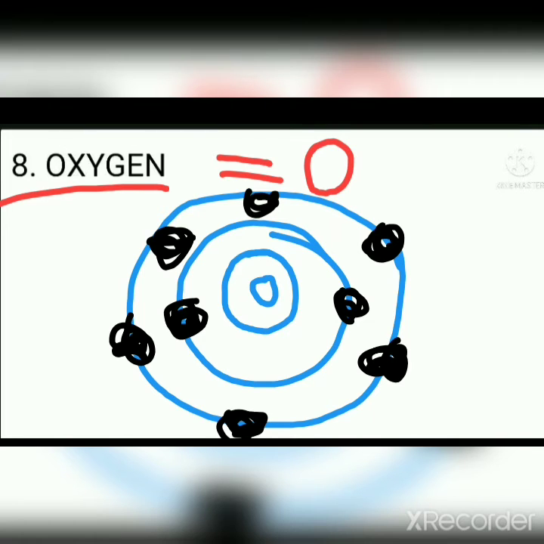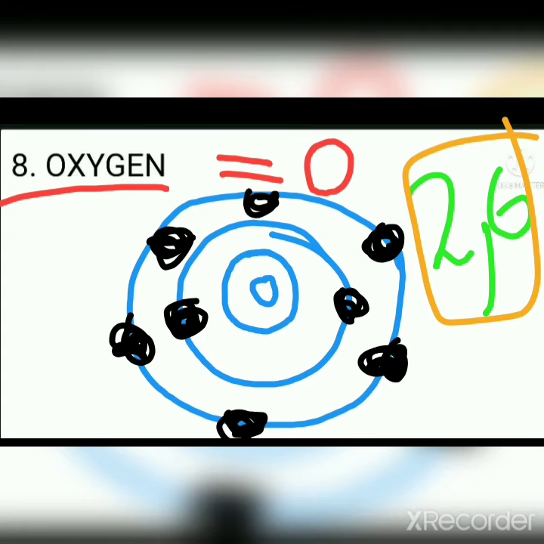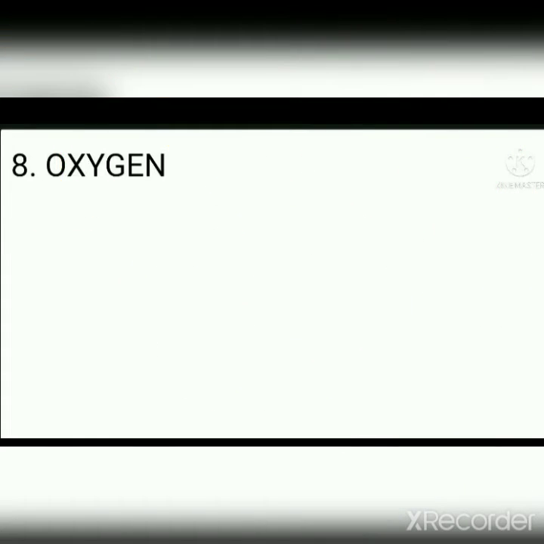So the electronic configuration of oxygen will be 2 and 6. Okay. Now coming to the next one, that is fluorine.